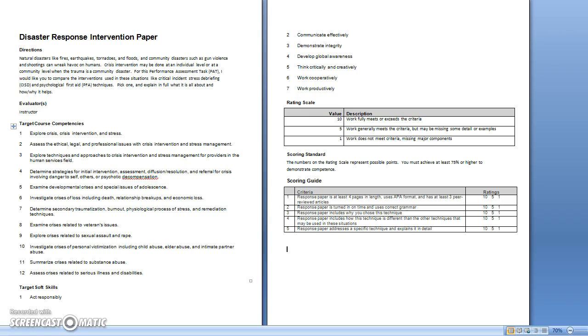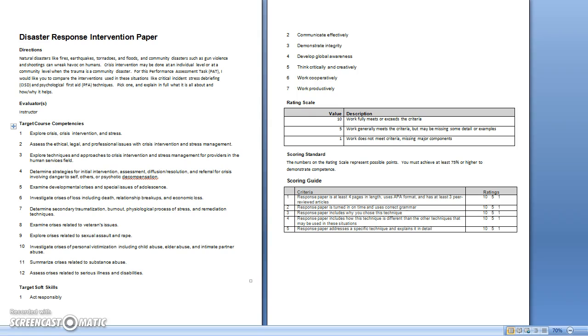The directions are: natural disasters like fires, earthquakes, tornadoes, and floods, and community disasters such as gun violence and shootings can also wreak havoc on humans. Crisis intervention may be done at an individual level or community level when the trauma is a community disaster. For this PAT, I would like you to compare the interventions used in these situations, like critical incident stress debriefing and psychological first aid. Pick one and explain in full what it is about and why it helps.